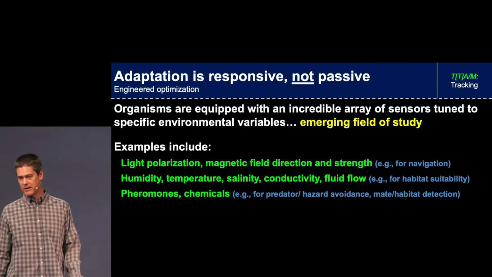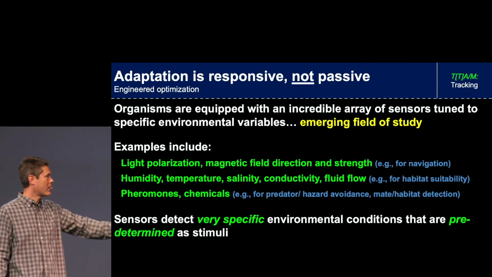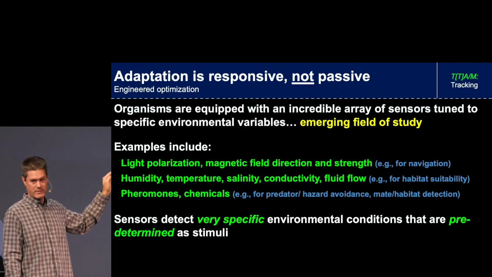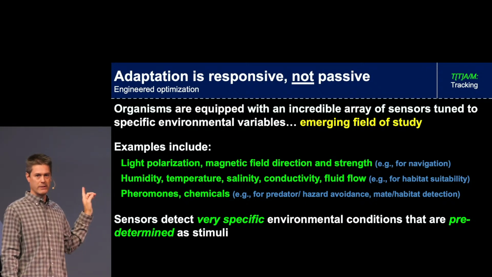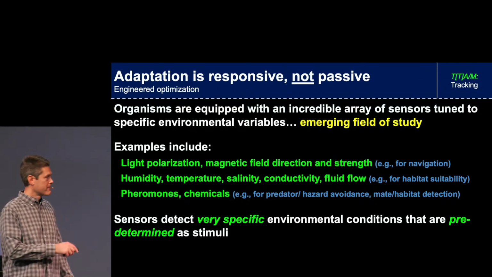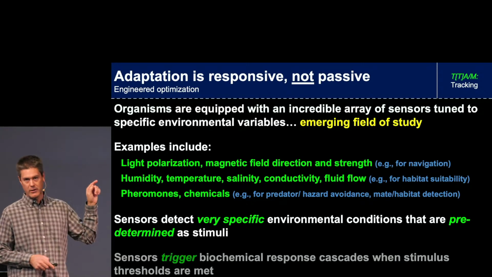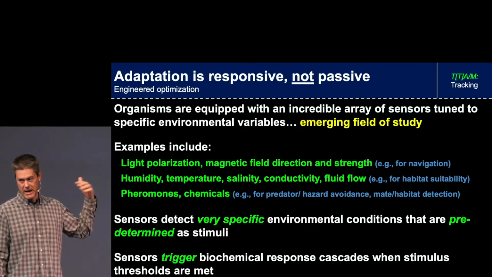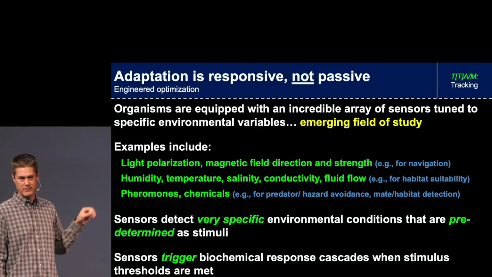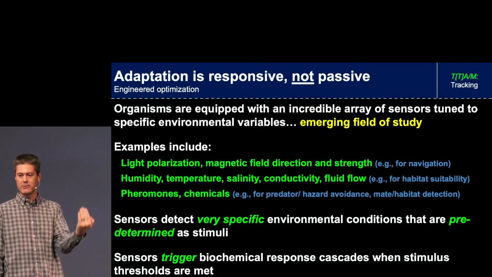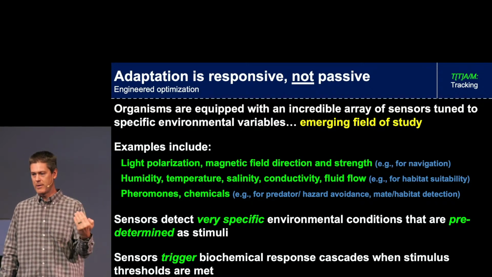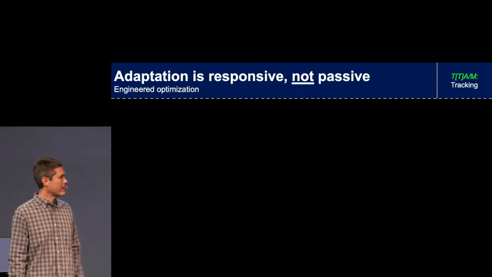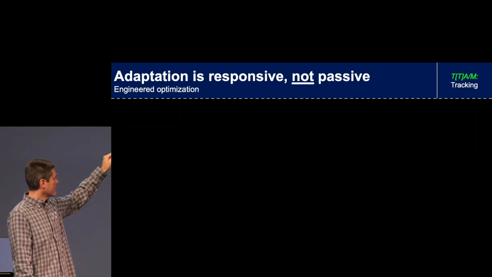And again, I wish I had a lot of time to talk about that, but we're moving on because the mechanism of adaptation is our goal. But suffice it to say that sensors detect very specific environmental conditions, and they're predetermined as stimuli for those sensors. There's nothing chance about it. These sensors then trigger a biochemical response cascade, which results in something happening in the organism once that stimulus threshold has been met. So it's not just the fact that it's a stimulus, there's a threshold. It has to meet a certain threshold, and once that's met, it triggers a sensor and biochemical things happen in the organism.